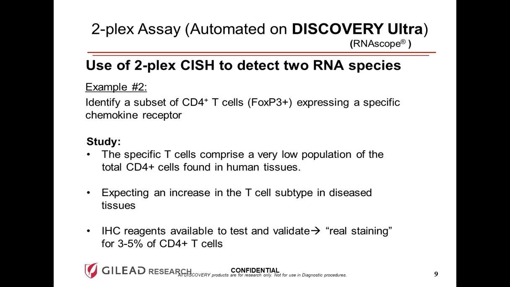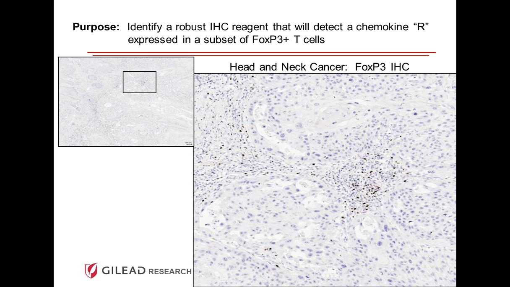The IHC reagents were available to test. We actually did have a nice, robust IHC assay, but we wanted to know if it was real staining. Because if we're looking at a 3 to 5% population of CD4 positive T cells, we wanted to be sure that we were getting results that were true and specific. So in this case, we wanted to identify that the robust IHC reagent was truly specific and that it will also detect a chemokine, which we're going to call chemokine R, expressed in a subset of FOXP3 positive T cells.